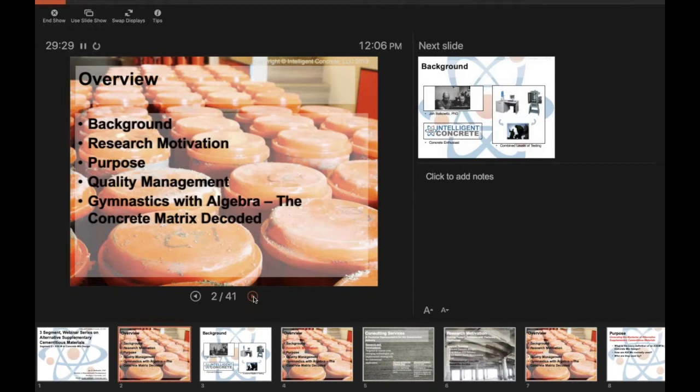After that, we're going to dive into gymnastics with algebra, the concrete mix decoded, looking at how we would use ASCMs, using Juno XP as an example, to do a concrete benchmark mix design, especially when we're looking at taking out our cementitious and replacing it, a large reduction in cementitious, with a small portion of our ASCM, and making up that yield, that volume, with our coarse and fine aggregate. Excited to get into that.